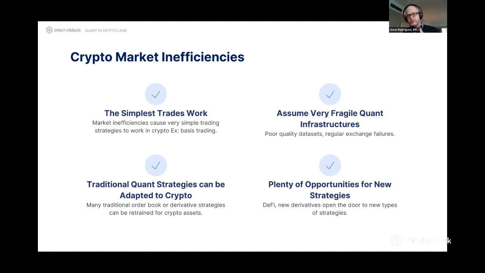You need to assume that your data infrastructure is going to be very fragile. Exchanges are going to change, and are going to fail.